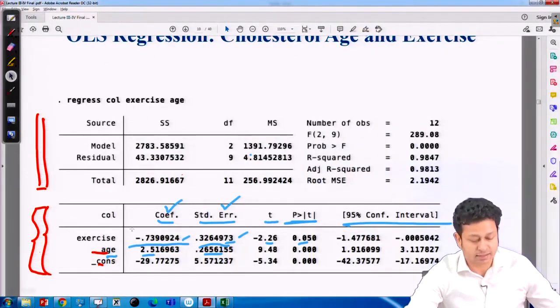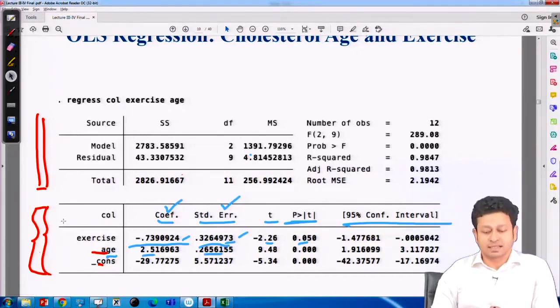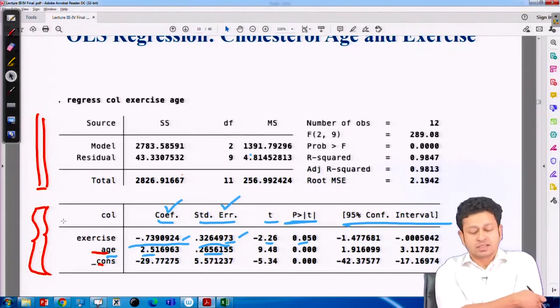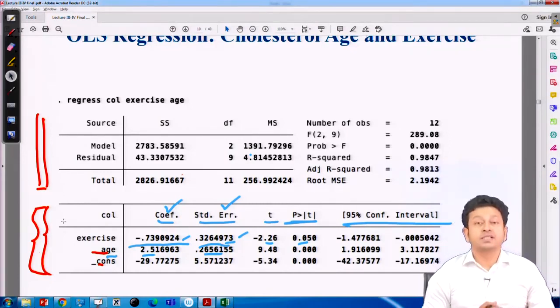So, we get 2.26 or something like that, and since you have a negative sign here for exercise, you will also have a negative sign for your t statistic, right. So, that is how we get all the different t statistics, for the different coefficients as well as the constant term. You basically take the ratio of the coefficient and the standard error. So, that is how you get the t statistic.